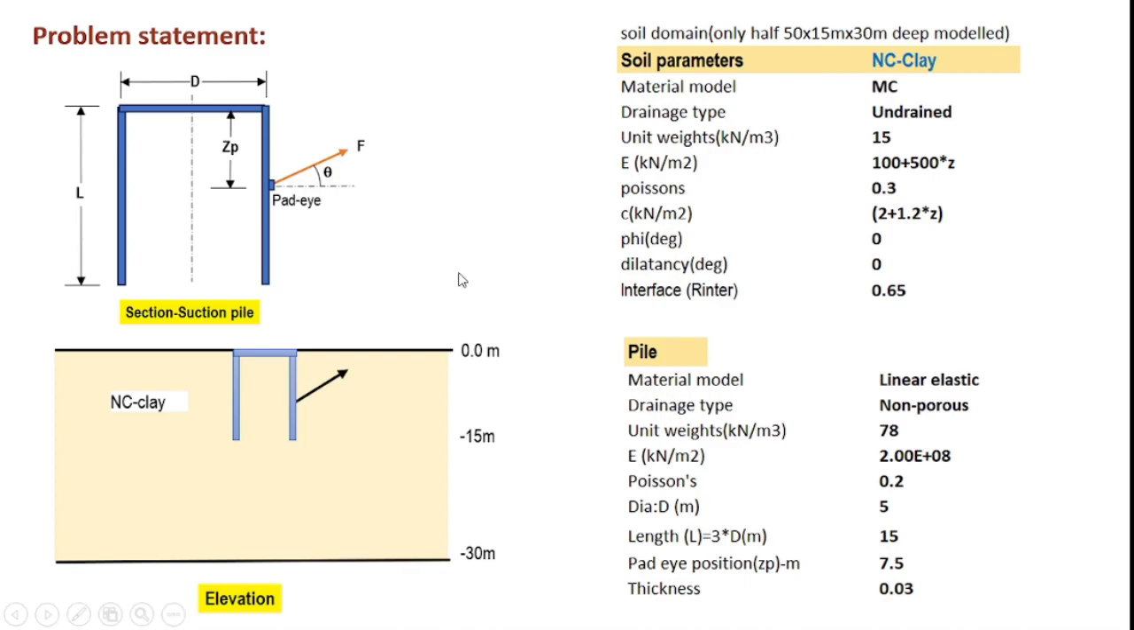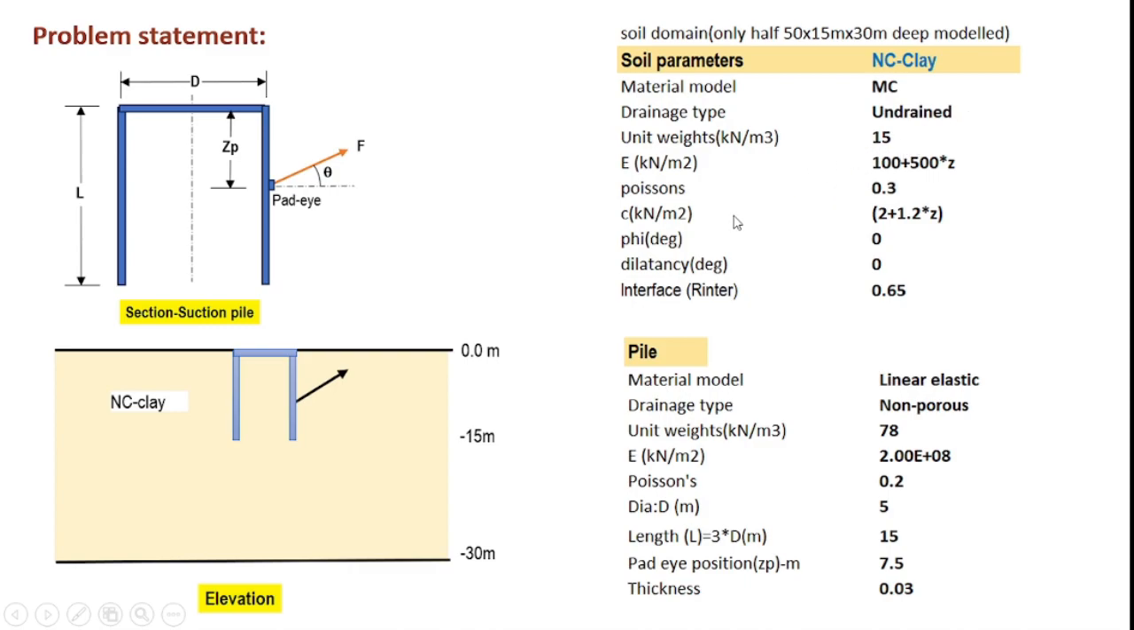And for the tutorial, we'll consider that the suction anchor is installed in a normally consolidated clay deposit of 30-meter depth. And regarding the soil parameters, we will use the Mohr-Coulomb criteria to model the material. And considering that the capacity of the anchor is always mobilized for short-term loading, we'll use an undrained analysis for the tutorial. The unit weight of the soil will be taken as 15.